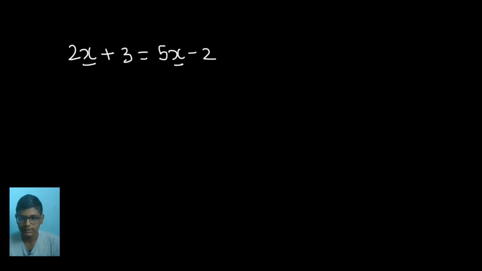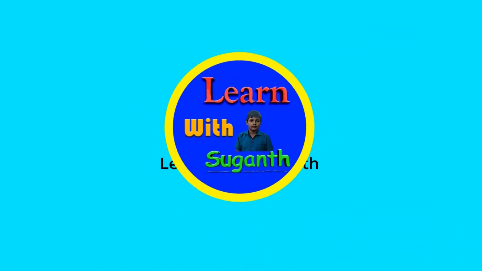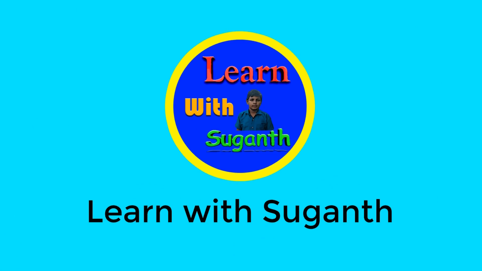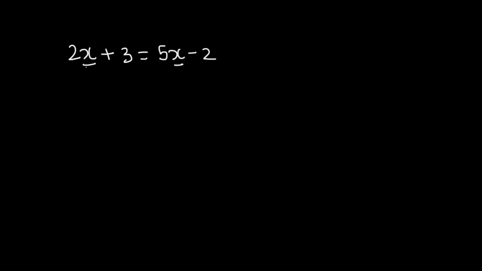I'm going to be taking sums where we are using fractions to solve these kinds of linear equations. Not only fractions but also decimals. So now let's get started. So here we have 2x and 5x. It is similar to how you solve a normal equation, but here you also need to transpose variables to one side and constants to the other side.